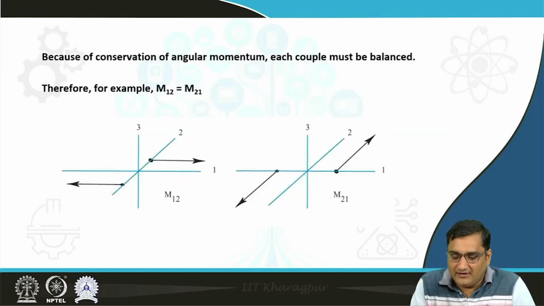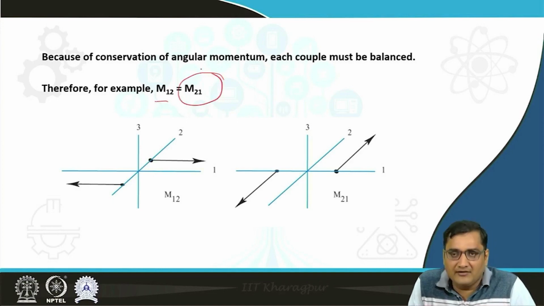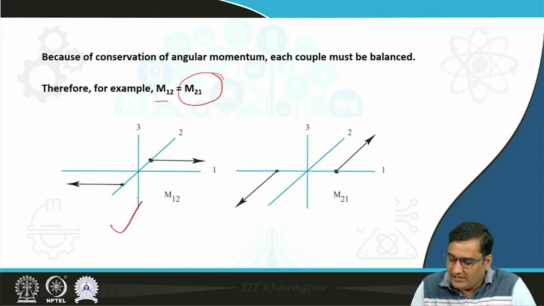Since we have conservation of momentum, each couple must be balanced. So if there is M12, then there will be M21 to have the net torque zero. So this is your M12 and this is your M21.